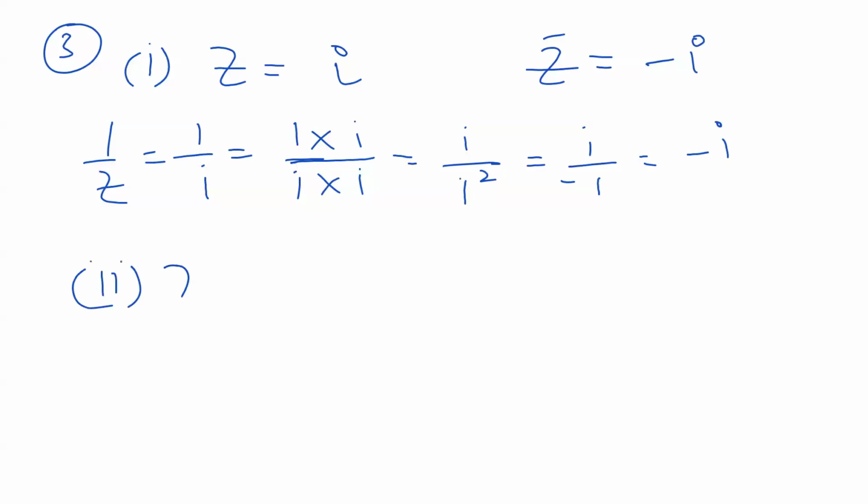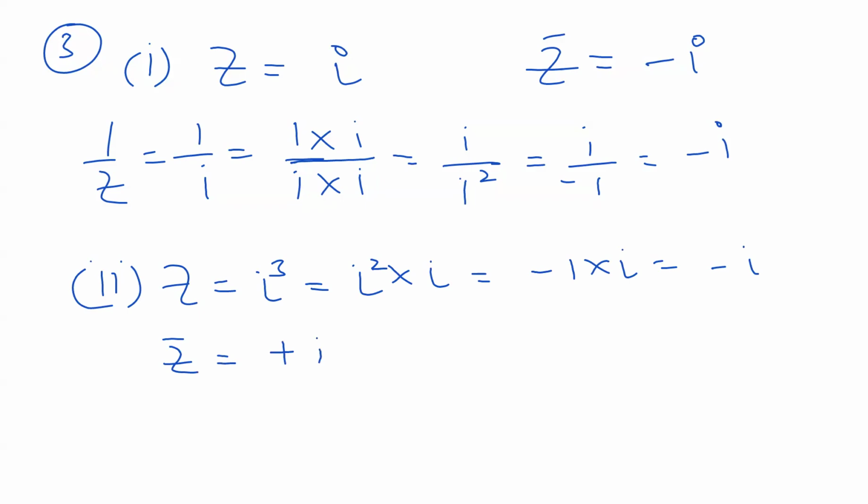Second, z = i cube. i cube is equal to i square into i, -1 into i, which is -i. So z bar is equal to +i, and 1 upon z is equal to 1 upon -i. I won't solve this further. I'll just give you the hint. Just multiply and divide with i and check the answer. Fine.